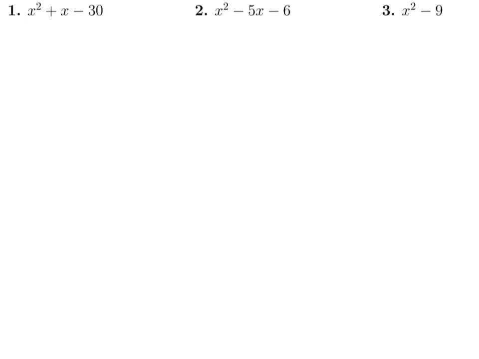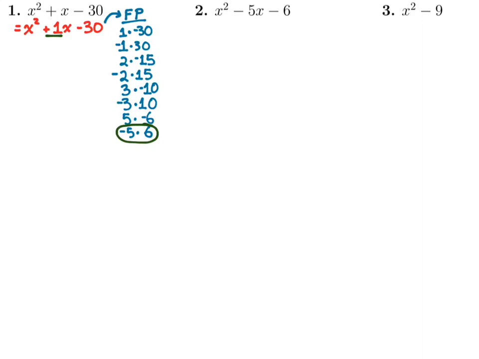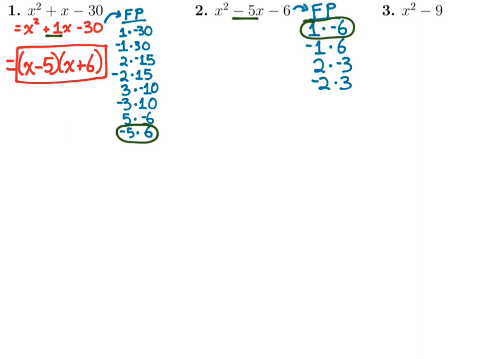Hey, welcome back. All right, if you looked at number 1, the key is, of course, noticing that it's x squared plus 1x minus 30. And then if you go ahead and try to factor that out and do the factor pair business, negative 5 and 6 are your winners, so it's x minus 5 times x plus 6. Now, looking at number 2, go straight to the factor pairs and negative 6. It's 1 and negative 6, so it's x plus 1 times x minus 6.